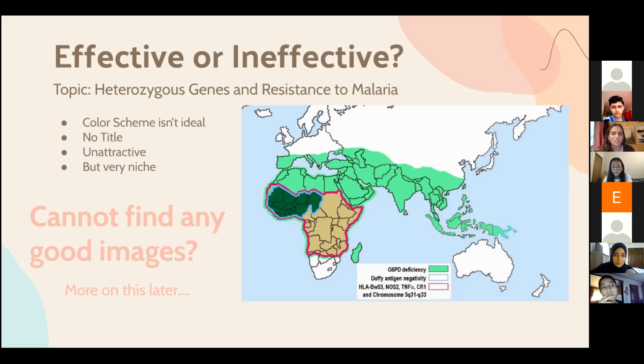it's not something that we would include in the article willingly. Sometimes we have to include these things if there's no images that you can find. For example, this is very niche. This is a very specific study that the writer mentioned in their article, and this is the only graph that was available for this particular thing. So there weren't any other options, so we had to include this. We had no other choice. So if you can't find any good images, more on this later.